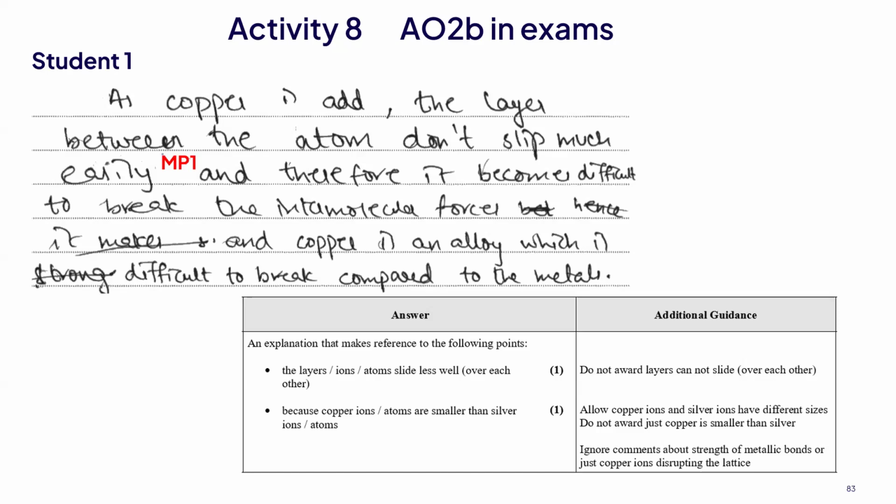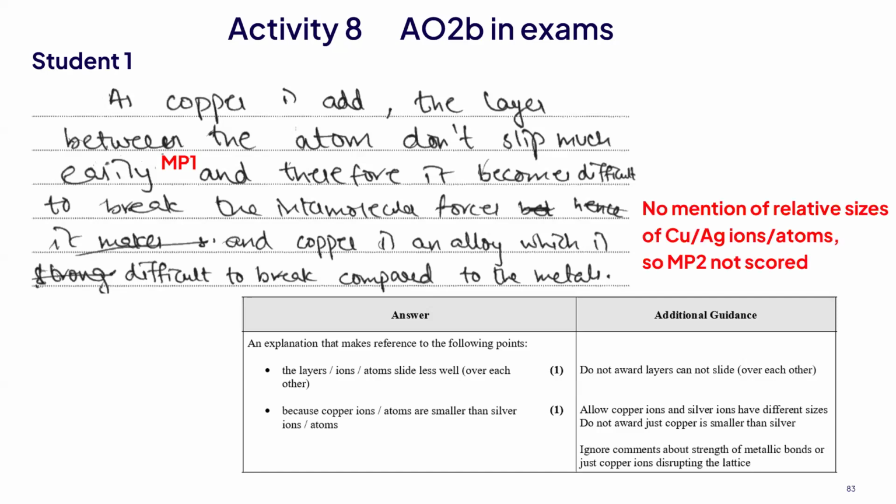Okay, this student then goes on to talk about difficult to break the intramolecular forces. We're not marking metallic bonding here, even though they've got the metallic bonding incorrect, so we can just ignore all of that and keep on looking for some reference to different sizes. I can't see any mention of the relative sizes of the ions or the atoms, so MP2 isn't scored here. So I can only give 1 mark. I hope you agree.